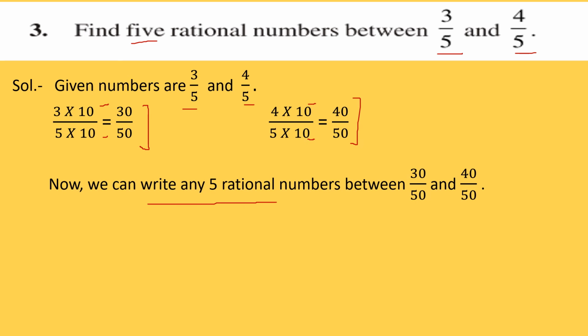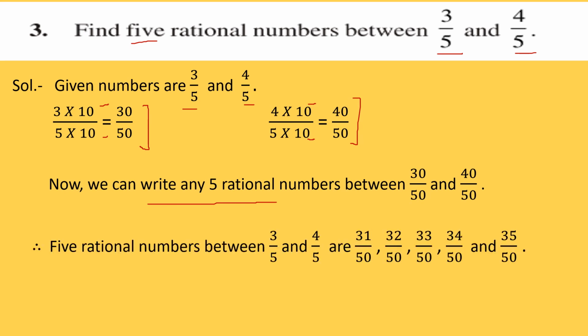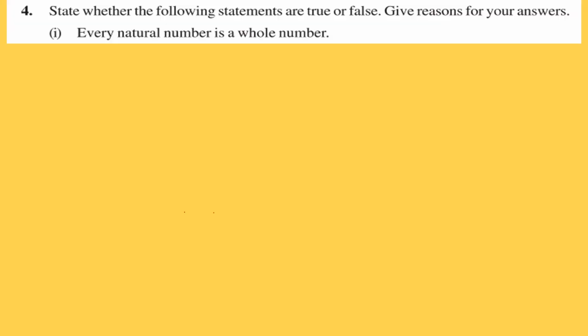Between 30 upon 50 and 40 upon 50, there are 31 upon 50, 32 upon 50, so on till 39 upon 50. So among those numbers, we can choose any 5 rational numbers. So 5 rational numbers between 3 by 5 and 4 by 5 are, I have taken 31 upon 50, 32 upon 50, 33 upon 50, 34 upon 50 and 35 upon 50. Now let's do question number 4.